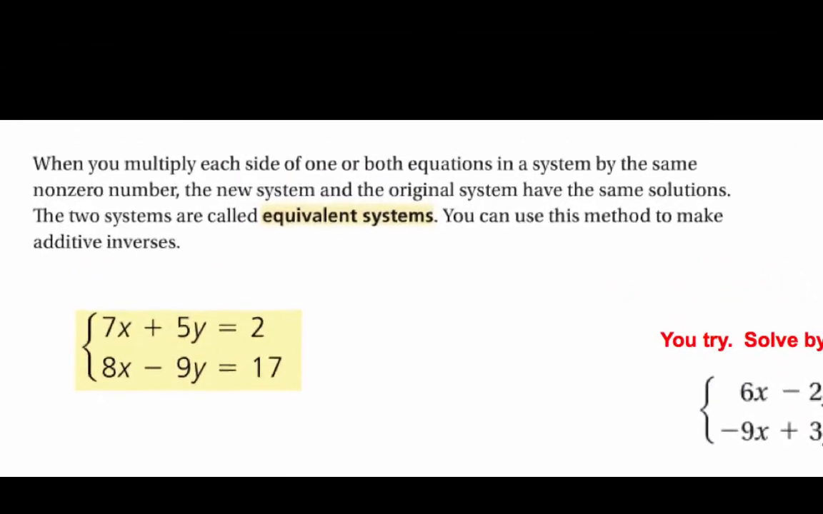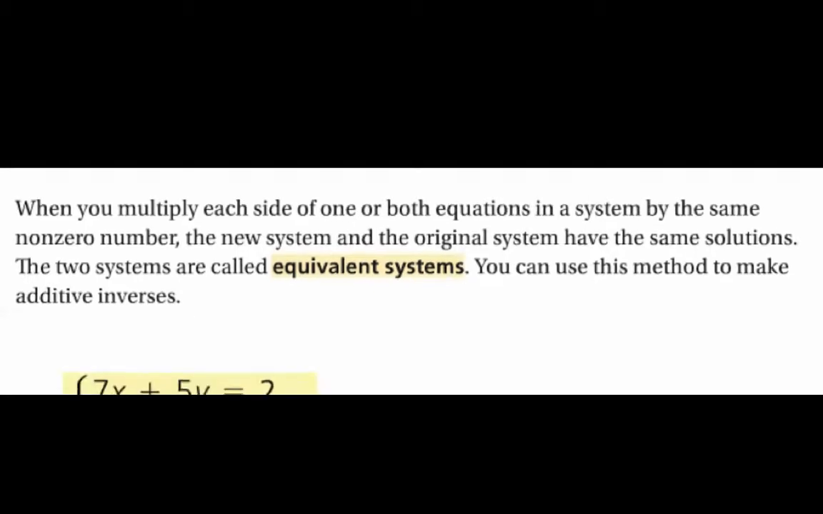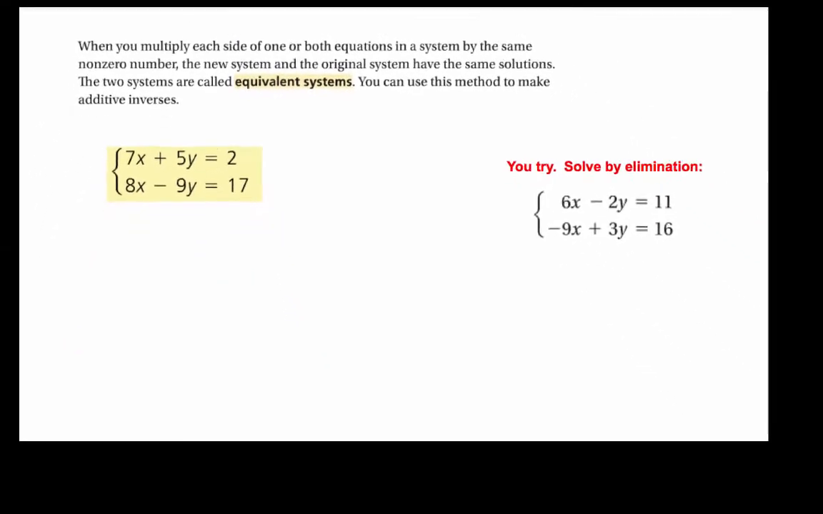When we multiply each side of one or both equations in a system by the same non-zero number, the new system and the original system have the same solutions. The two systems are called equivalent systems, and we can use this method to make additive inverses. Remember, two numbers are additive inverses of one another if they combine to make a 0. That's where this elimination happens. We need additive inverses on one of our variables for this elimination to take place.